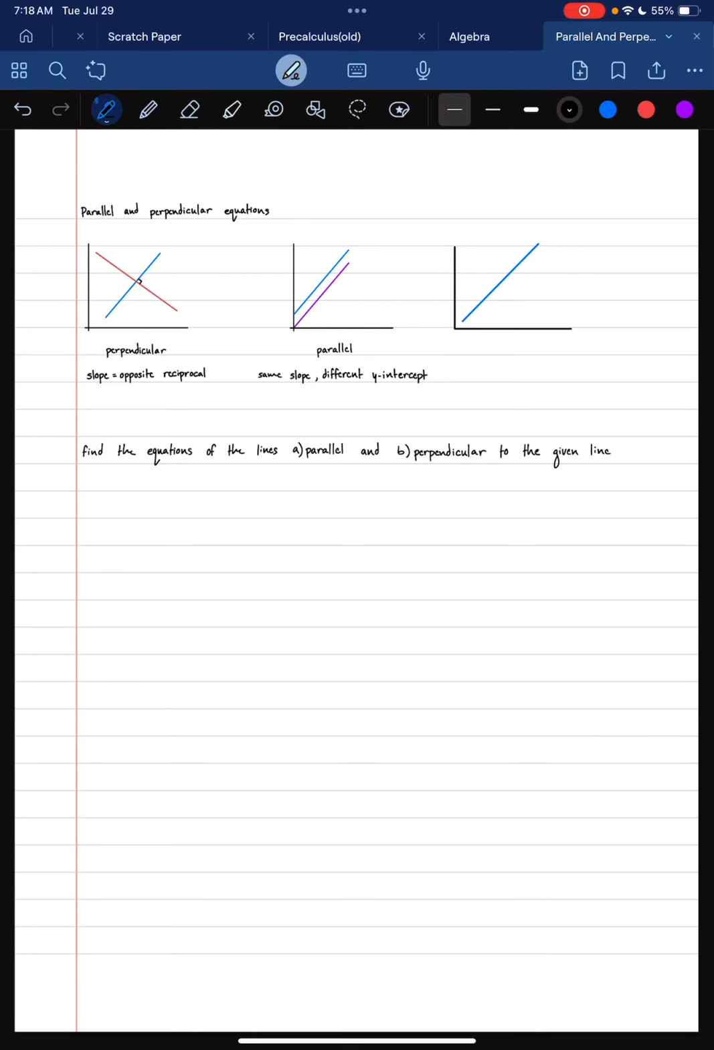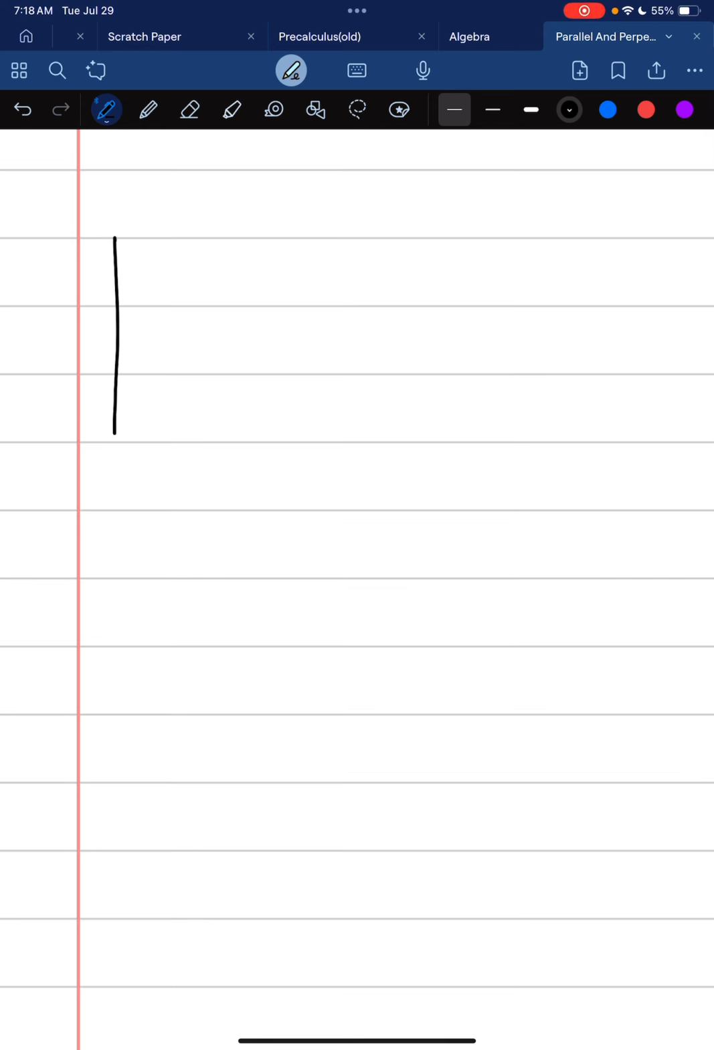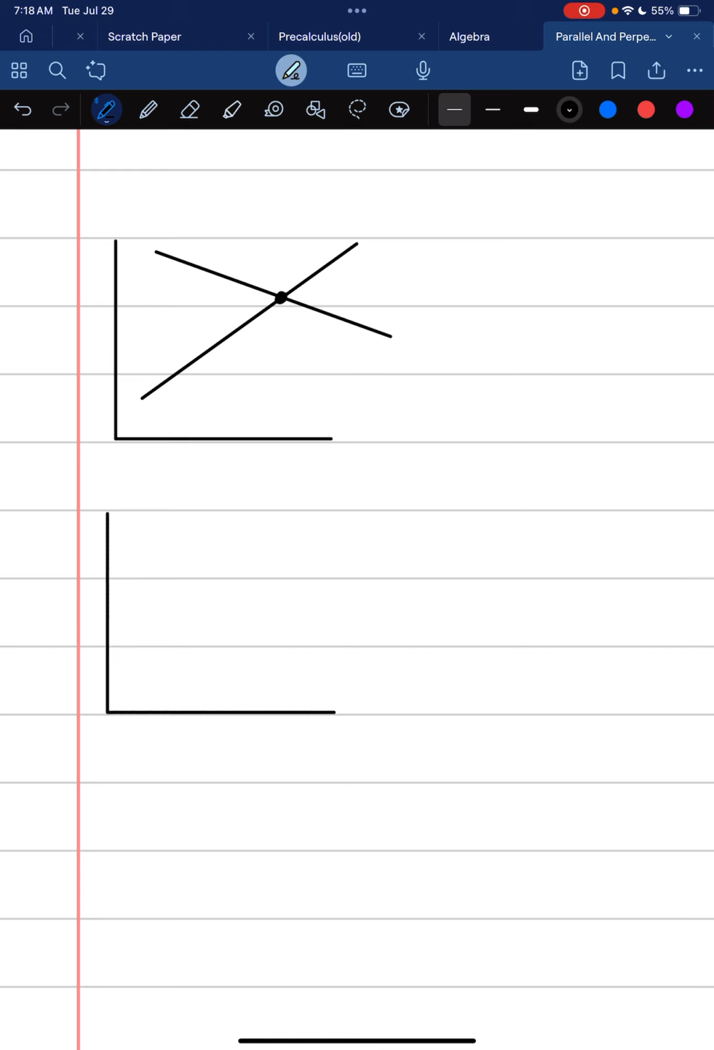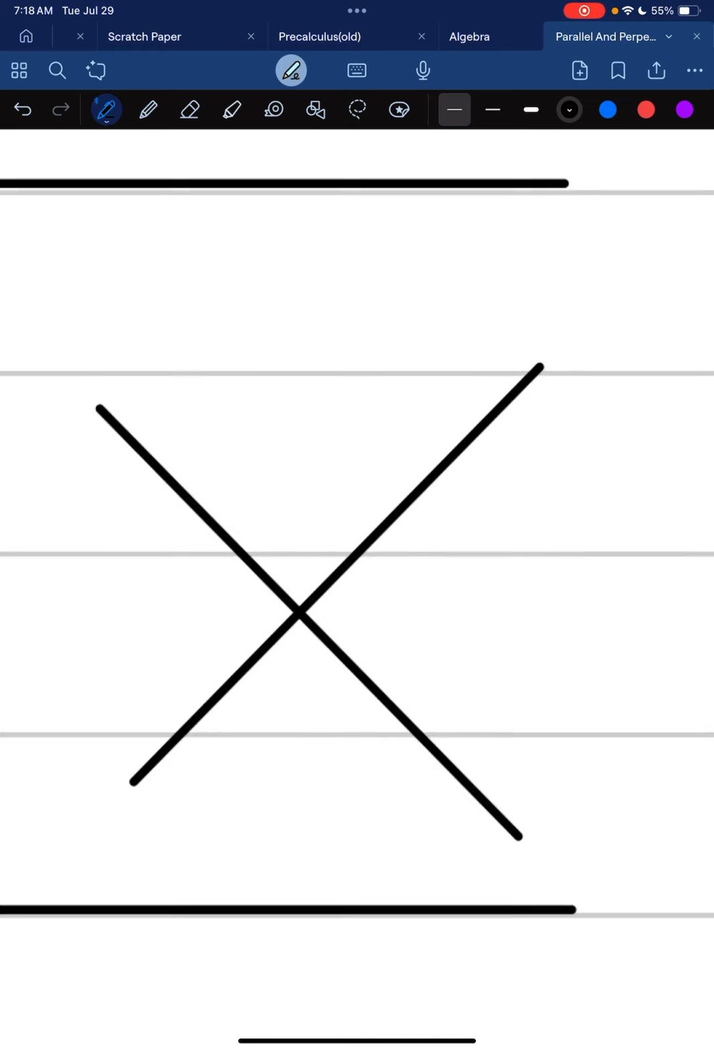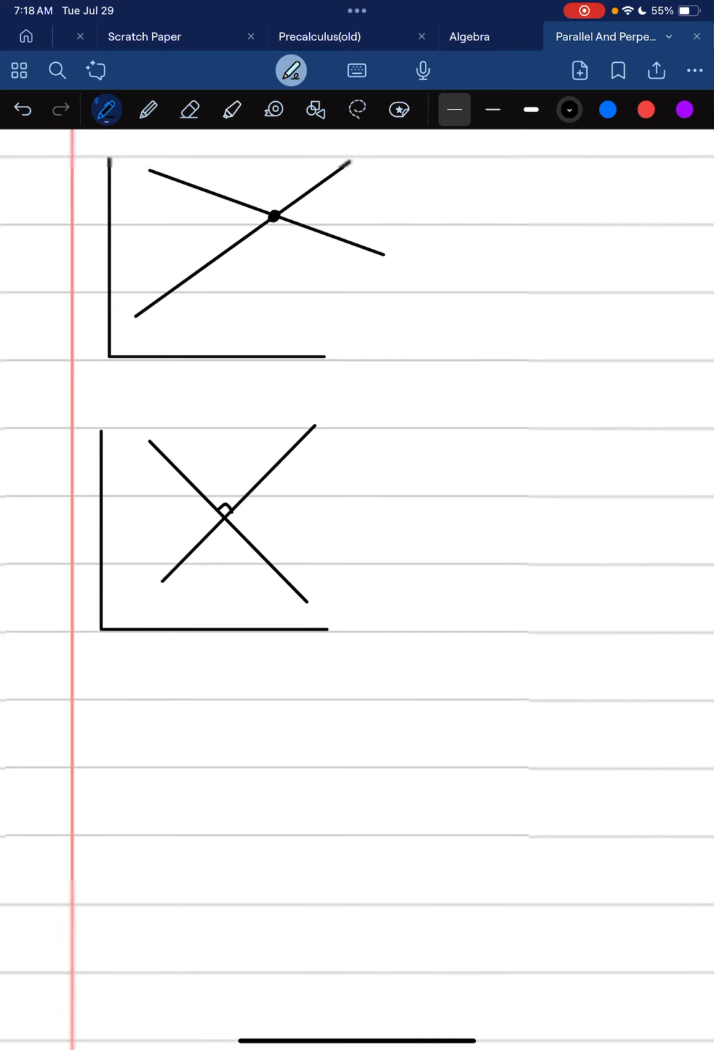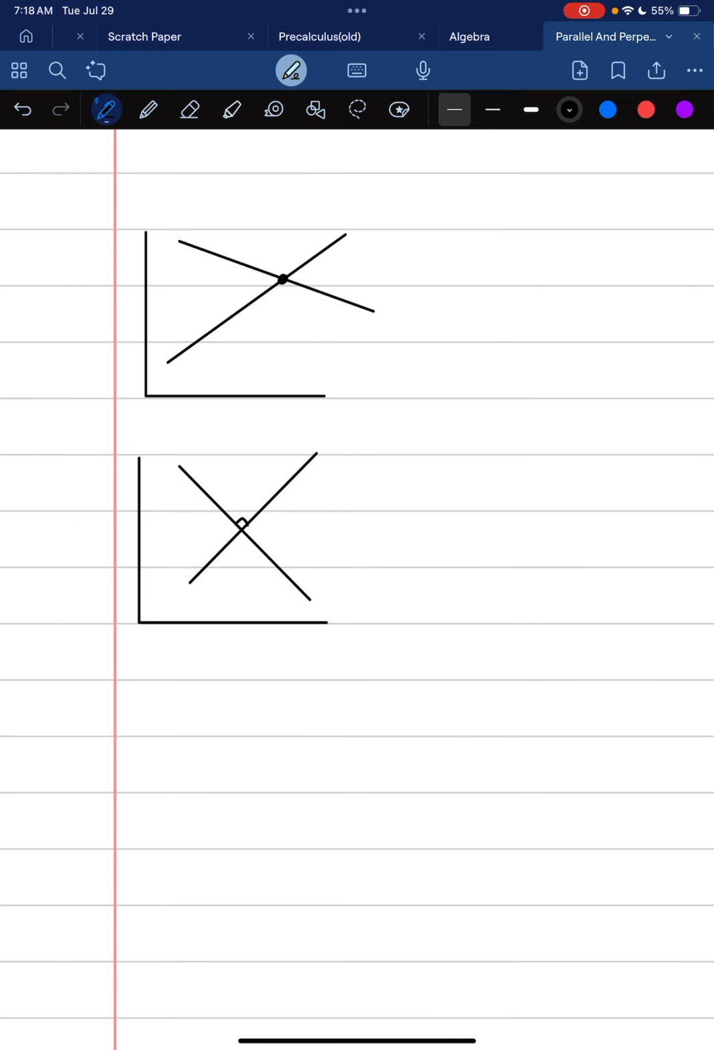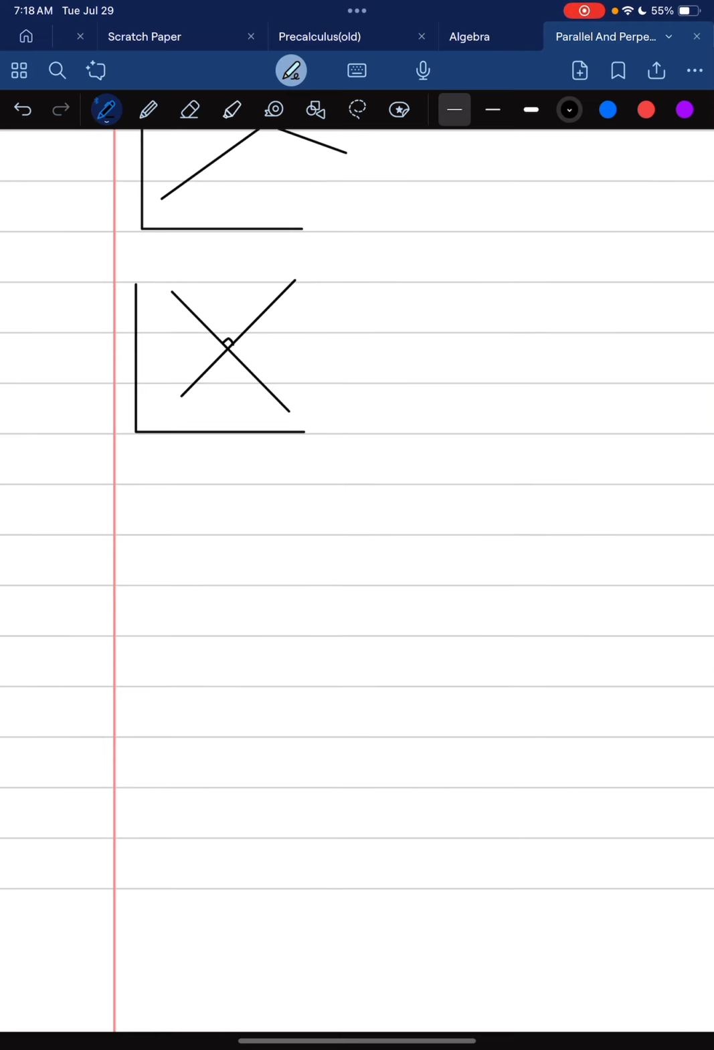Let's talk about parallel and perpendicular equations. When you have a system of linear equations, there's a couple things that could happen. First, the most common one is that they just intersect one time. That's one solution. It could also be that they intersect one time, but when they intersect, they form a right angle. That's a special case, and those are called perpendicular lines. In both these cases, there's one solution because they intersect one time.